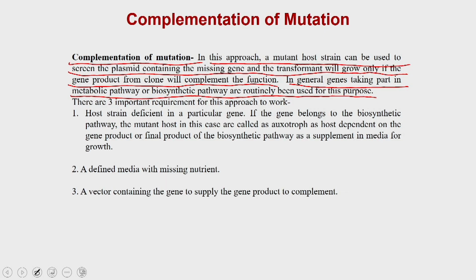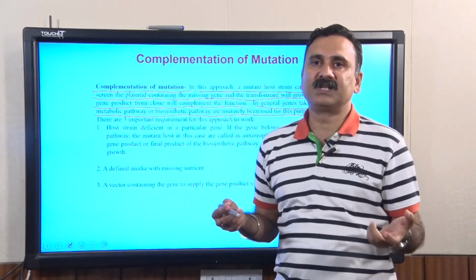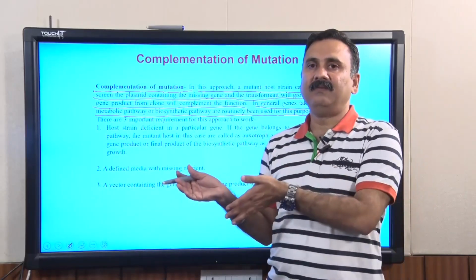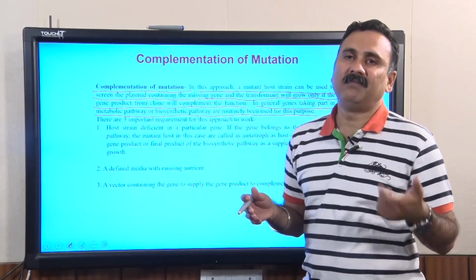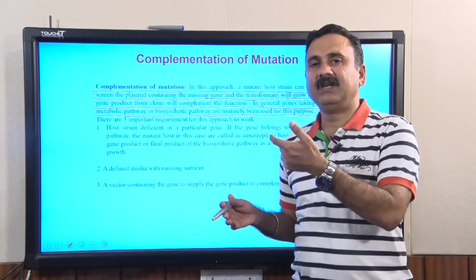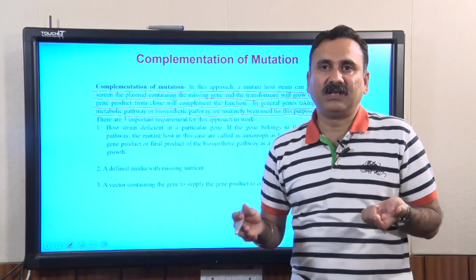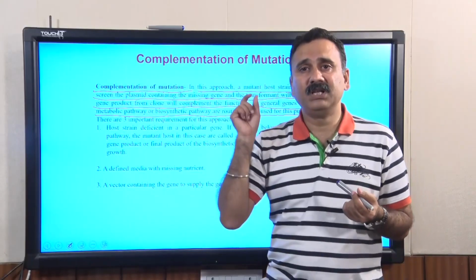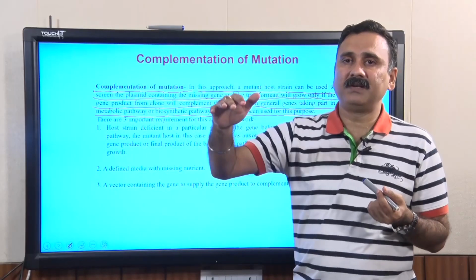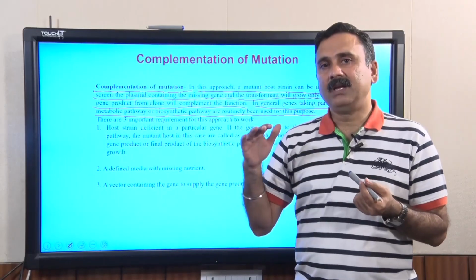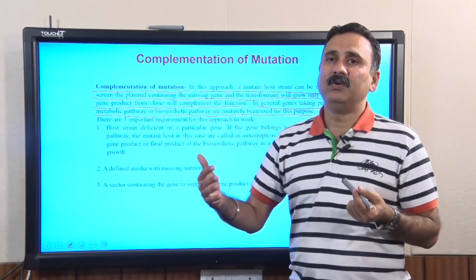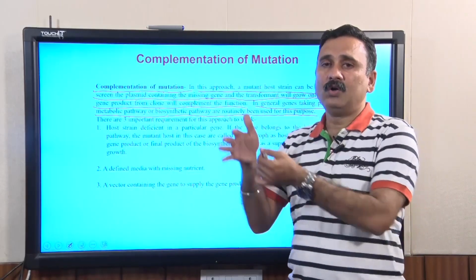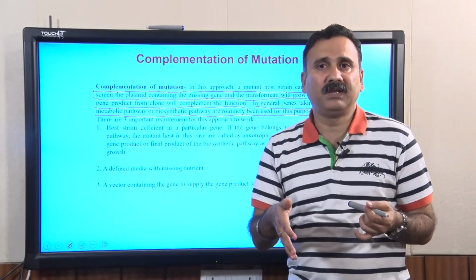So, in the complementation of mutation, you have a host strain which cannot synthesize a particular gene product. For example, you may have mutations within the uracil biosynthesis pathway, or you may have mutations in some of the essential amino acid biosynthesis pathways. In those cases, until you supply that particular functional gene from an externally supplied vector, it is not going to survive in a deficient media. So, the host strain will grow onto the normal media which contains that particular essential item.